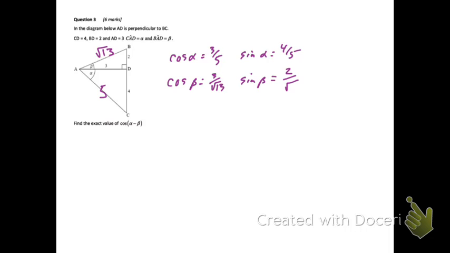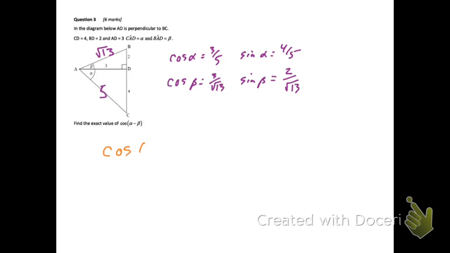Okay, so you have a triangle here. The first thing I did: it's a right angle, so I'm probably going to use right angle trigonometry, or SOHCAHTOA. I quickly found the hypotenuse of these sides using Pythagoras. And then I can set up some trig ratios here. I know that cosine of alpha is 3 over 5. Cosine of beta is 3 over root 13. Sine of alpha is 4 over 5. And sine of beta is 2 over root 13.